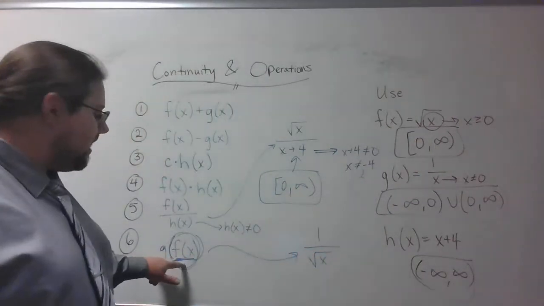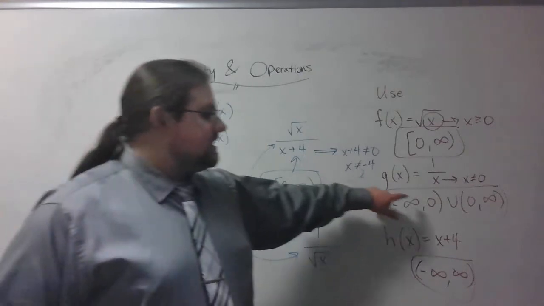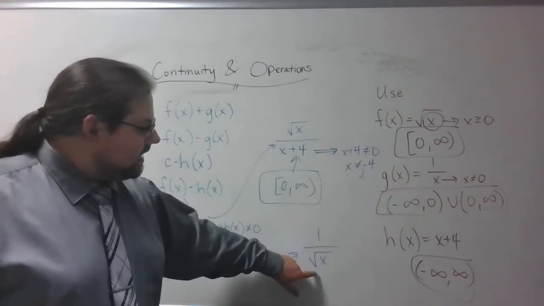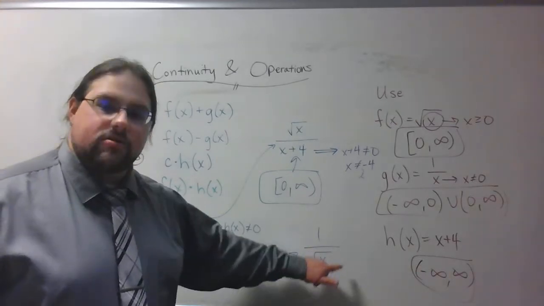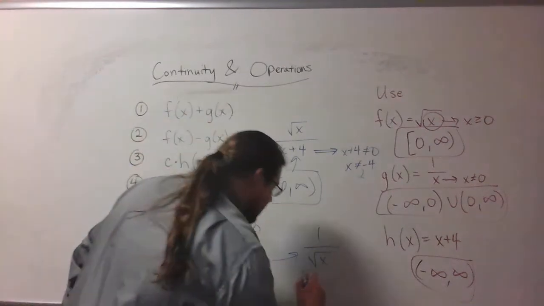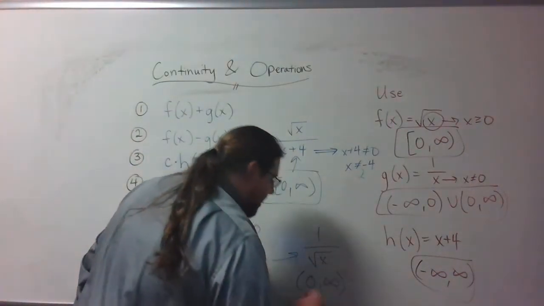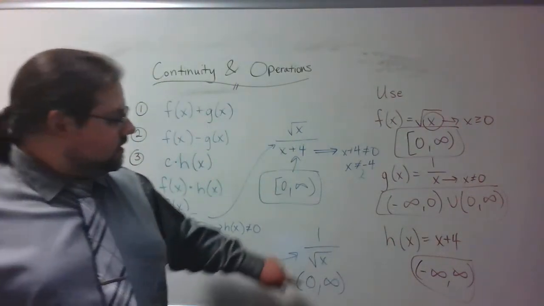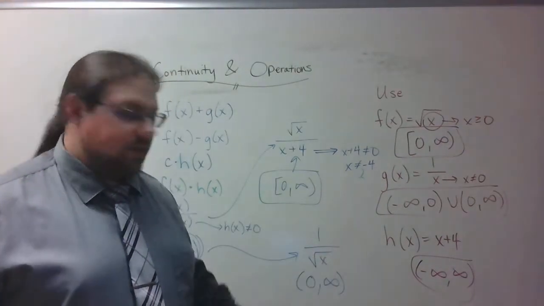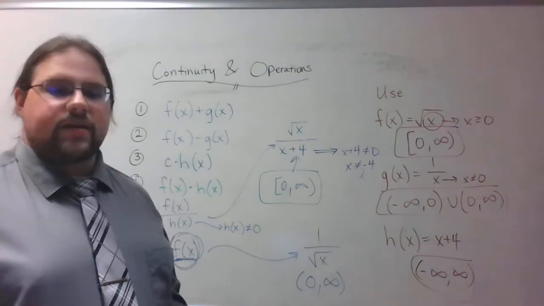But then I have to plug that into g. So g said can't be 0. Let me make sure I check this again. It has to be greater than or equal to 0 to make the square root work, but I can't have 0 in the denominator. So again, it has to be 0 or above, but can't be 0. Square root again, 0 or above, but can't have 0 in the denominator. So that's my final answer for continuity there.